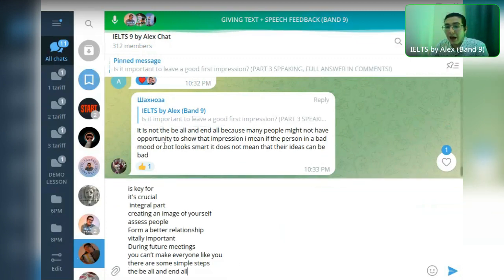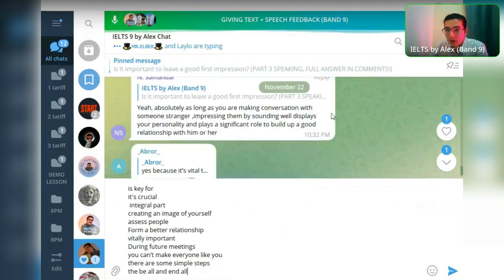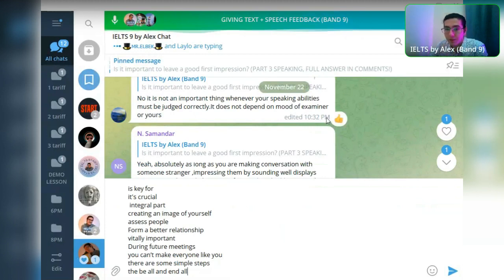many people might not have an opportunity, article, to show that impression. I mean, if the person is in a bad mood or doesn't look smart, it does not mean that their ideas can be bad. Good, I like that. That's really nice. A little bit of grammar work. You need to work a bit on your grammar, but otherwise it's delicious.